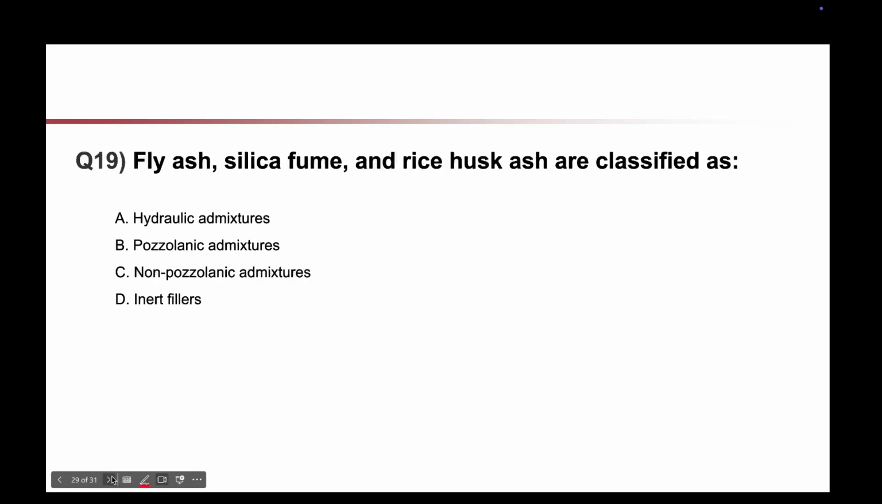Fly ash, silica fume, rice husk ash, they are all classified as hydraulic admixture, pozzolanic, non-pozzolanic, or inert filler. B. B, correct. So everyone knows about fly ash. It is mostly a pozzolanic admixture. Same way for silica fume and rice husk ash.